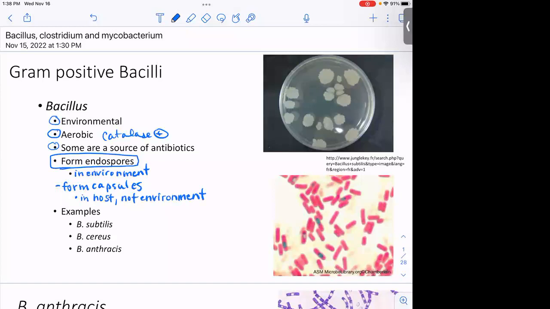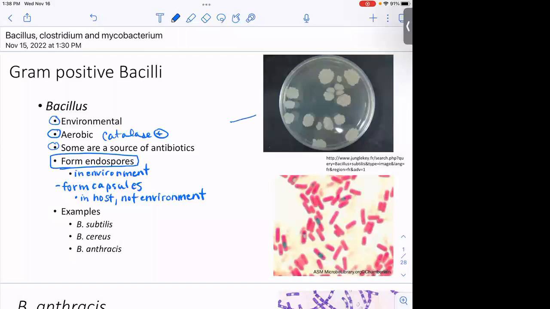Okay, so as a general rule, organisms that can form spores won't do that in a host, because when they're in the host, they're in a nice warm place with lots of nutrients. So they're not going to sporulate. They're going to do that in the environment when they're hunkering down, right? And then again, they're not going to be encapsulated in the environment. They're going to be that in the host. Okay.